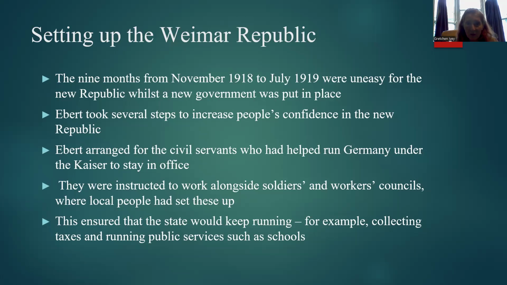Ebert took several steps to increase people's confidence in the new republic. He arranged for the civil servants who had helped run Germany under the Kaiser to stay in office. So there weren't a lot of people that lost their jobs and had to be replaced. He kept people in place, which was a sense of relief, I'm sure. They were instructed to work alongside soldiers and workers' councils where people had set these up. This ensured that the state would keep running, for example, collecting taxes and running public services such as schools. So they had their basics, the basics were met.